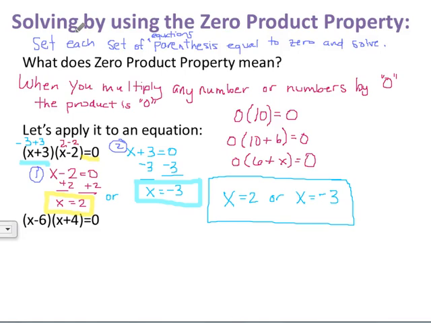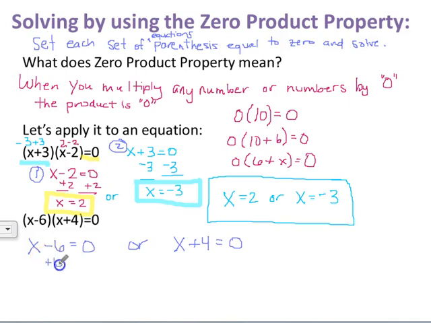So let's look at that second problem, and let's do just what I said. We're going to set each set of parentheses equal to 0. So x minus 6, set that to 0. Or our answer could be x plus 4 equals 0. And then I'm going to solve for x in both equations.